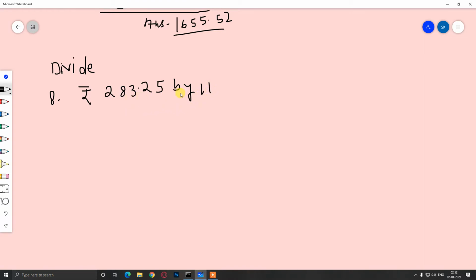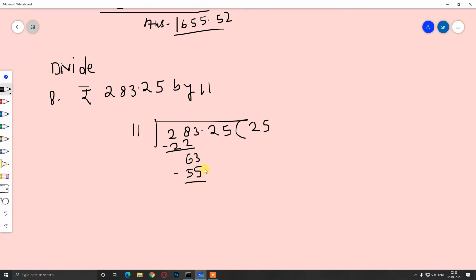So 283.25 by 11 we have to divide, so we will write 11 as divisor and this 283.25 as dividend. Now read the table of 11. So 11 2s are 22. So when you subtract we will get 6, here we will get 3. So 11 5 times is 55, again subtract. So now 13 minus 5 will be 8 and this 2 will come down.